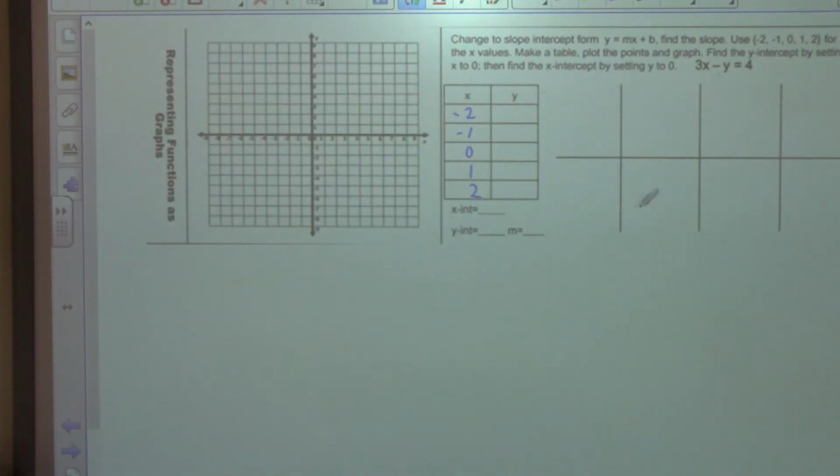So let's go ahead and do that. So we got 3x minus y equals 4. So how are we going to fix that? Subtract 3x, okay? Subtract 3x.